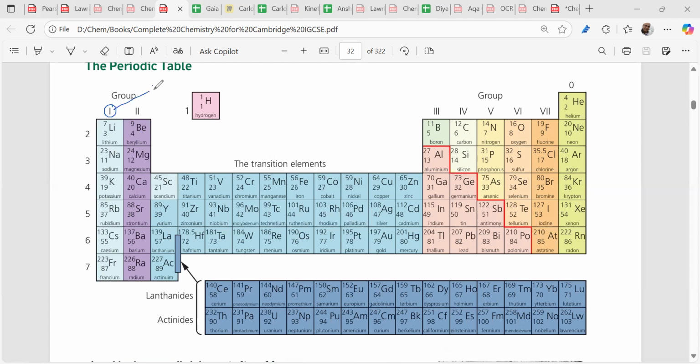So group number 1 has 1 electron in the outermost orbit. Group number 2 has 2 electrons, group number 6 has 6 electrons, and group number 5 has 5 electrons in the outermost orbit, and so on. Now we know that, let's test it. Suppose sodium. Sodium is 2,8,1, isn't it? So there's 1 electron in the outermost orbit.